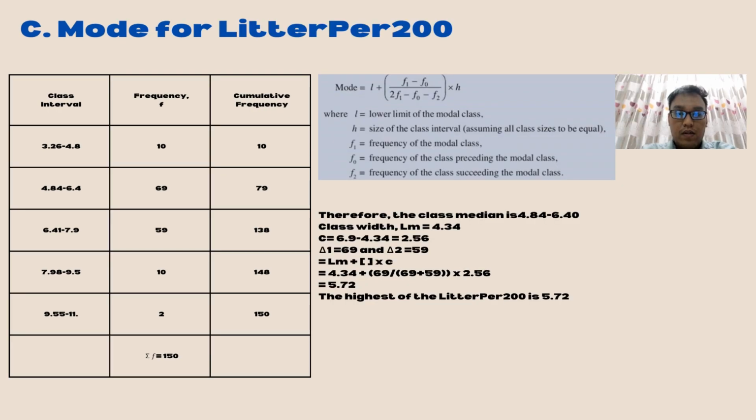For the mode calculation, we use the class median is 4.84 until 6.40. The class with lower boundary is 4.34. Class 6.9 minus 4.34, we get 2.56. So the answer for the mode, the highest of the liter per 200, is 5.72.